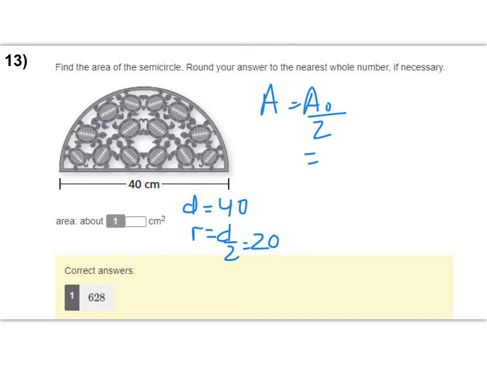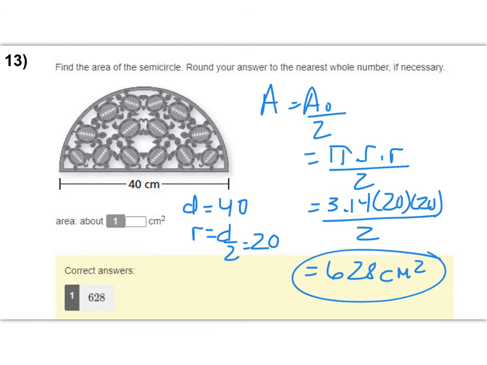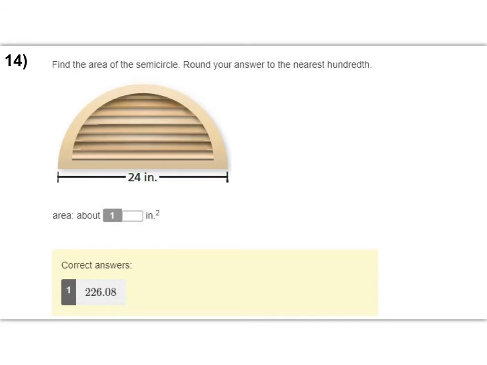Now, the area of my circle is going to be pi times r squared, divided by 2. So I have 3.14 times 20 times 20, and then divide that by 2, and that equals 628 centimeters squared.